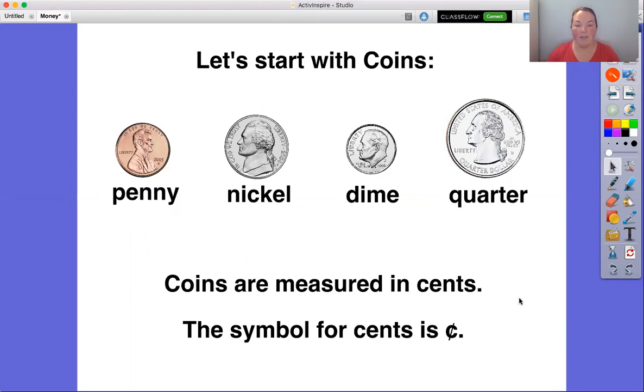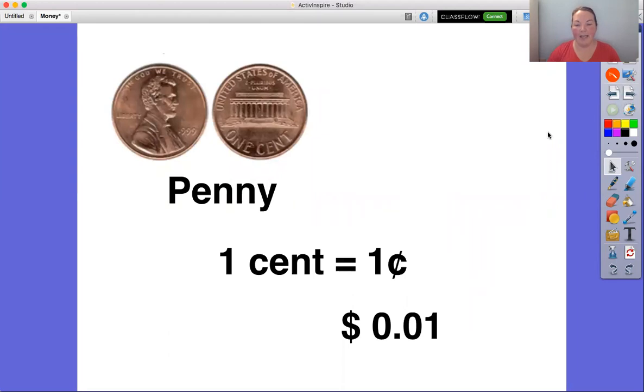Okay? Now, when we talk about coins, coins are measured in cents. And this right here is the symbol for cents. So if someone tells you you need 10 cents, you know you're going to use coins, okay? So let's get started. Let's talk about the penny first. The penny on the front looks like this, and on the back it's going to look like this. And the penny is our only coin that's going to be this copper or brownish color, okay? So that helps. We can tell the penny apart from the others pretty easily because it's a different color.